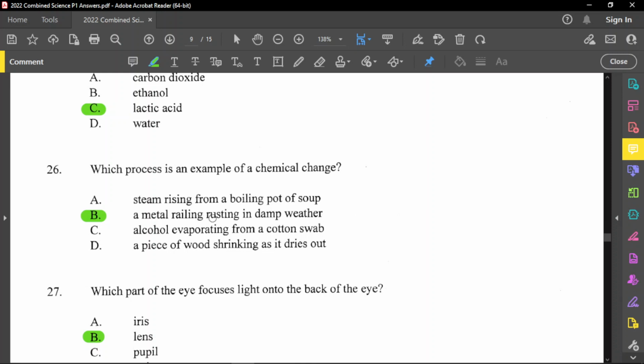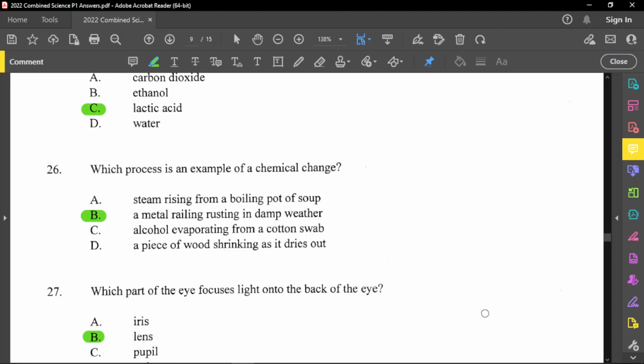So rusting is a chemical process. It is when iron oxidizes and forms rust. The formula for rust is Fe2O3. Alcohol evaporating, again, is just like a piece of wood shrinking as water dries out: the water evaporates from it. So it's just a physical change.